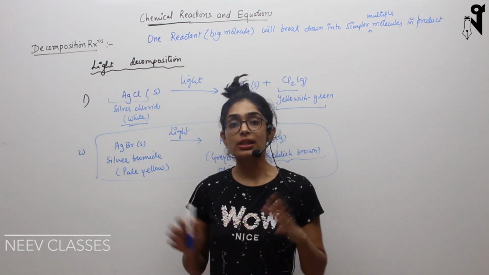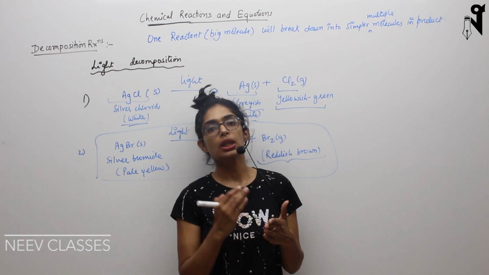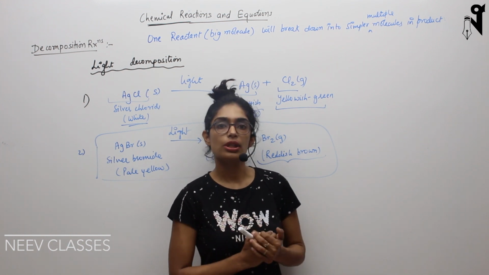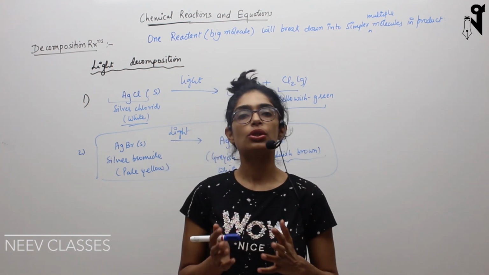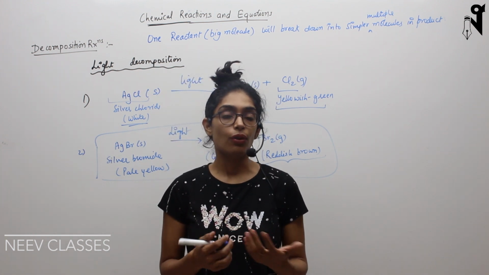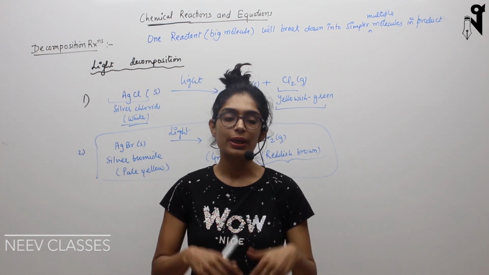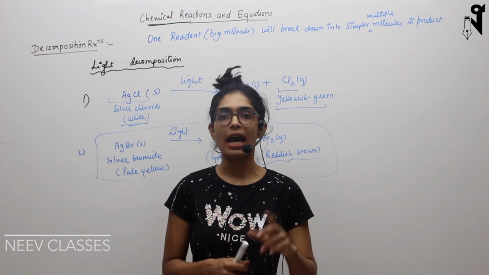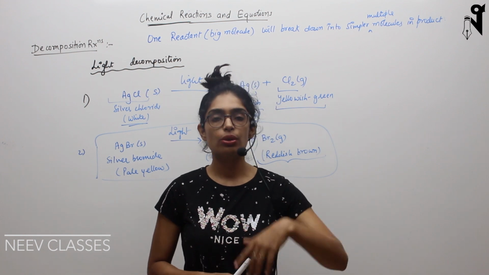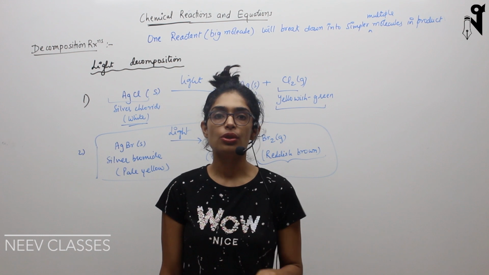Okay, so this is about your three different kinds of decompositions: thermal decomposition, light decomposition, and electric decomposition. There are thousands of decomposition reactions happening inside our body also. For example, the food we eat is a complex carbohydrate. When it goes down into the body, it breaks down into smaller particles and eventually sugar, and then that sugar gets converted into glucose. That itself is a decomposition reaction.